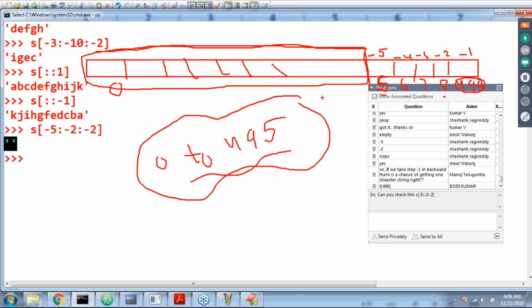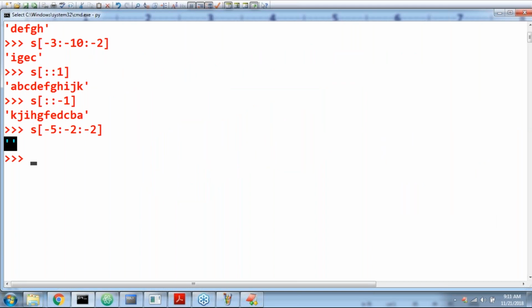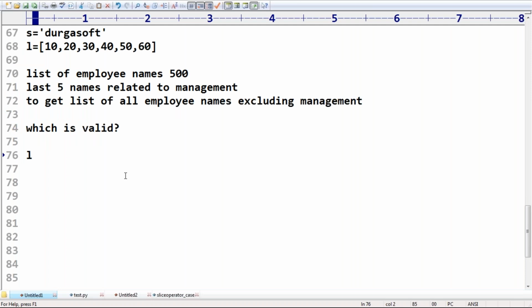Then automatically what will happen here? 494 will come into the picture. Are you in a position to understand, friends? Yes. What we have to consider is L of 0 to 495. Then what will happen? From index 0 to n minus 1, which means 494. So 0 to 494 means 495 employee names are covered by default, except the last 5. Okay, that is one option.